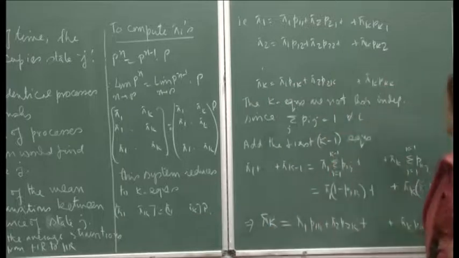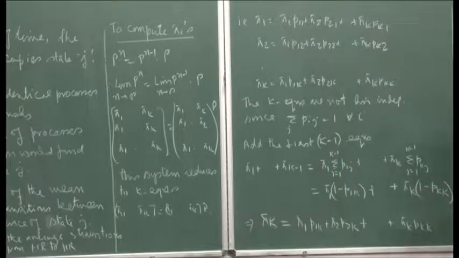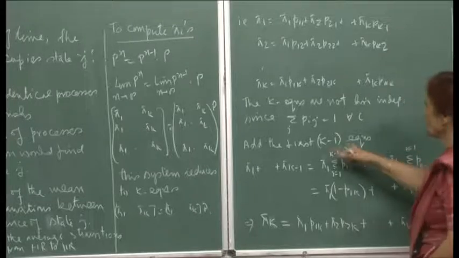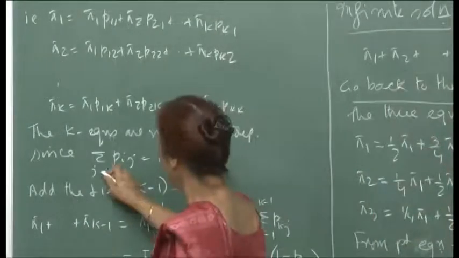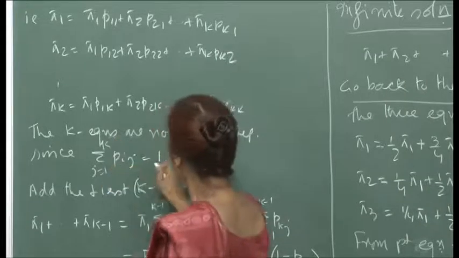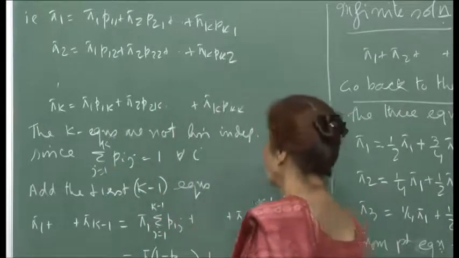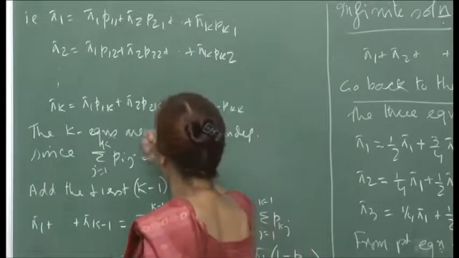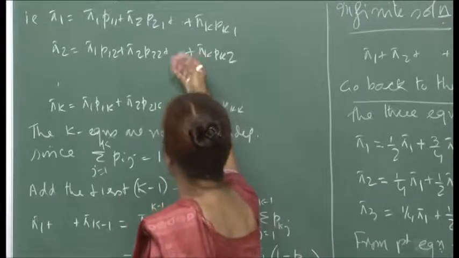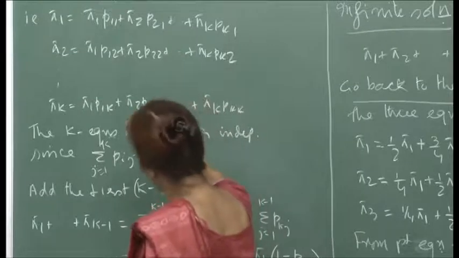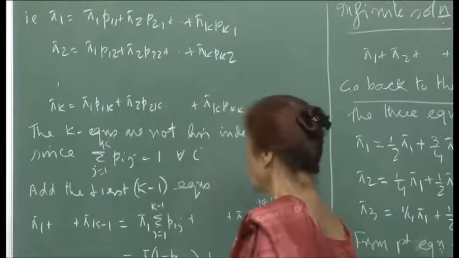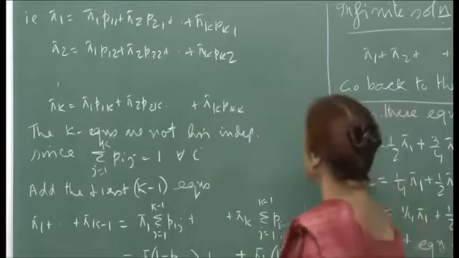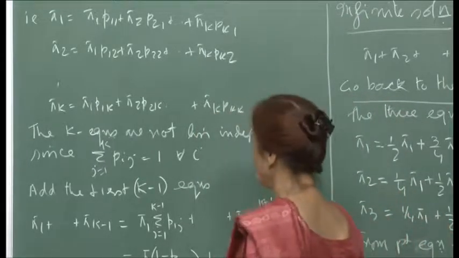So, I have these k equations, but you can immediately see that these k equations are not linearly independent, since the sum of p i j, j varying from 1 to k, is equal to 1. So, let us just quickly check this. Essentially what I am saying is that your first k minus 1 equations will give you the kth equation. So, those of you who are familiar with the word rank, the rank of this matrix is k minus 1, or you want to show that.